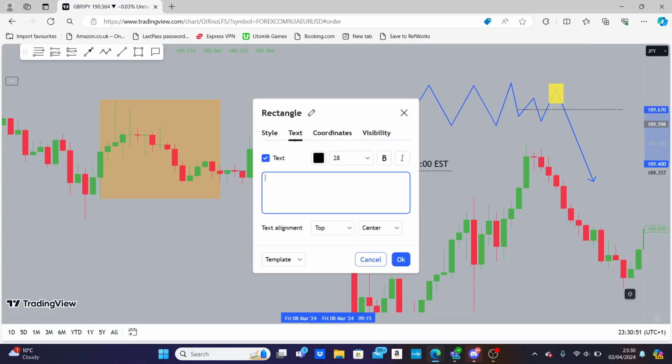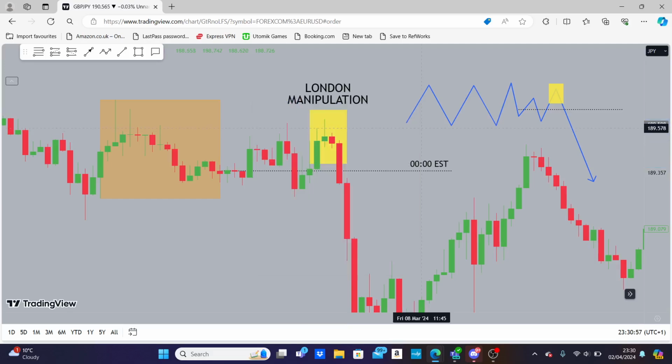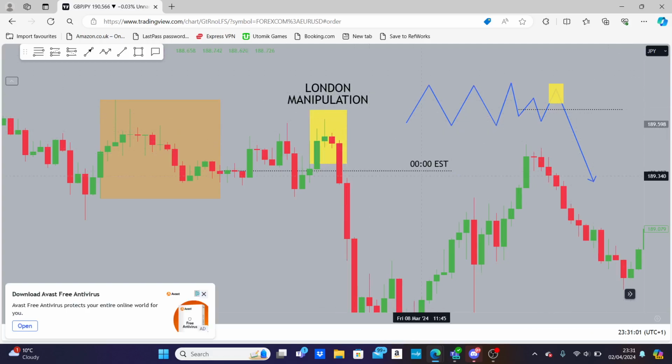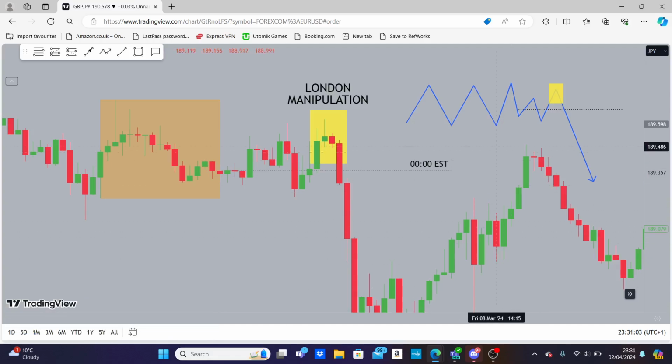So this is one of the entry models I use when it comes to trading. It's a London manipulation. So what does the London manipulation actually do? Well, the London manipulation aims to manipulate the New York midnight opening price. So it's a very powerful technique when it comes to understanding time and price theory.